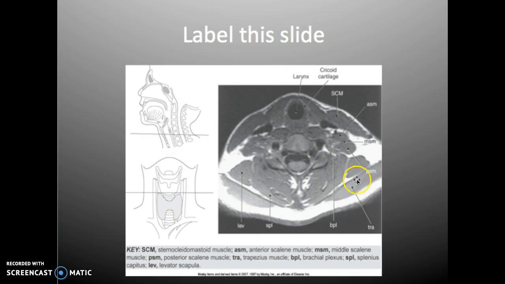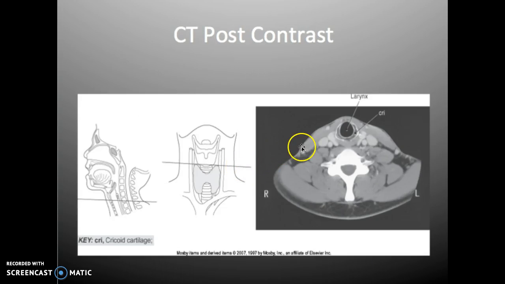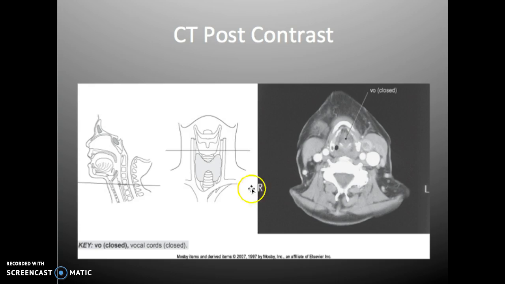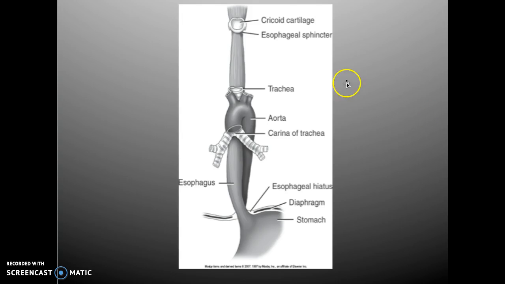Here is your trapezius with your, which one is that? Oh, splenius capitis, sorry. And this is your levator. So here's your cricoid cartilage with your larynx. And this is just showing you the vocal cords adducted and abducted, so open and closed. And this is a picture of the vocal cords closed. This is the layout of how it all kind of fits together.